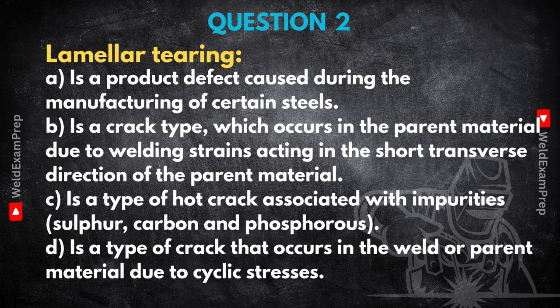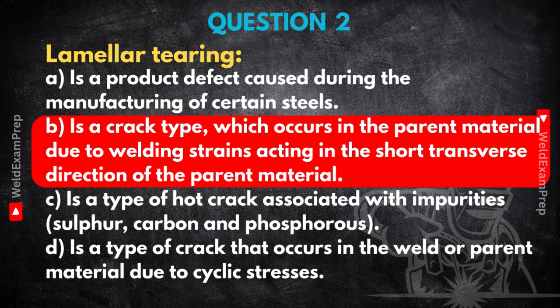Oh, lamellar tearing. Yeah, this is a really important one for inspectors. It's quite specific. The correct answer is B. What makes lamellar tearing unique is that it's a crack, yes, but it happens specifically in the parent material. Not the weld metal itself. The welding definitely causes it. Imagine a thick steel plate. When it's made, impurities, inclusions, they get rolled out flat, kind of like layers or lamellae.